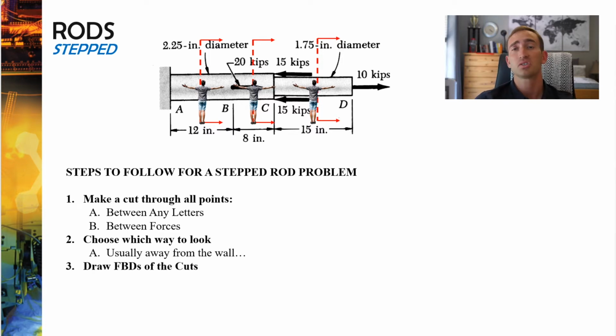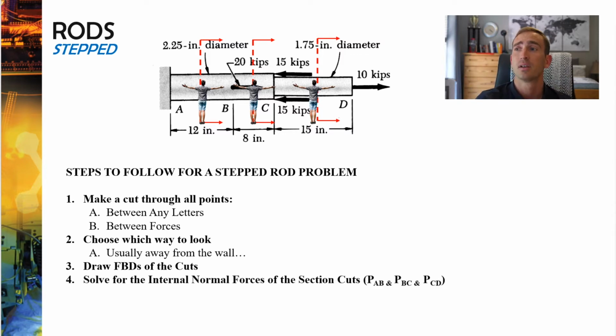After you do that, just like in internal forces, you'll draw the free body diagram of each of your cuts, but we do have one difference. You do not care about the shear force or the moment, the bending moment inside. The only internal force we're going to be drawing and worrying about in stepped rods is the normal force. So keep that in mind, and when we go through the example, you'll see how that works out. After that, you'll solve for the internal normal forces that you've got. So we'll have a PAB, a PBC, and a PCD as well. You'll use your sum of the forces equations, and you'll solve for those things.